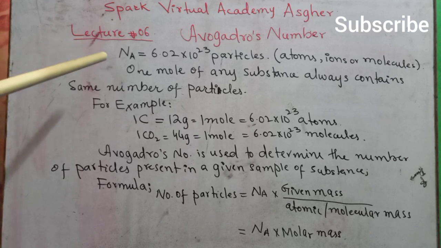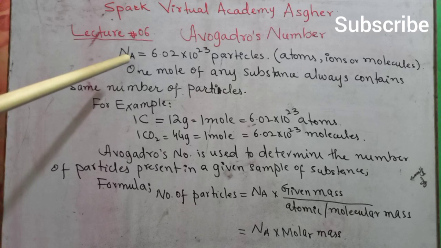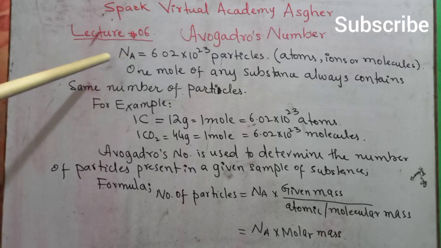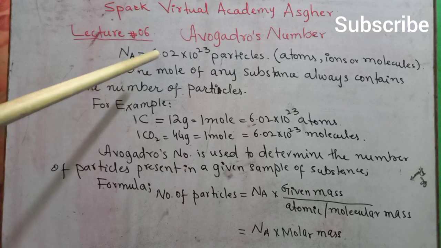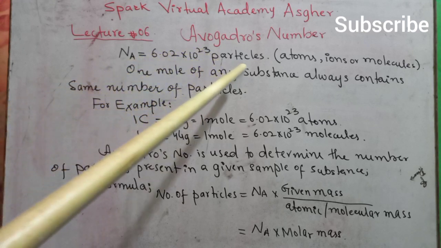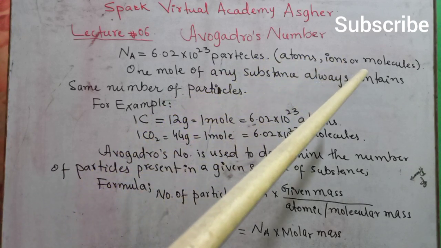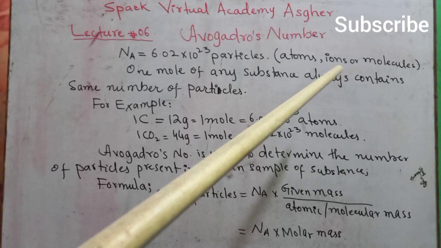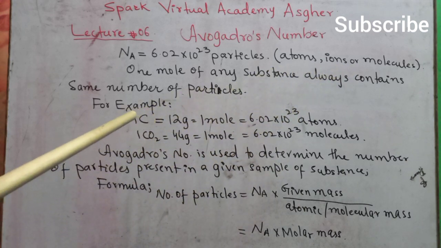Avogadro's number is denoted by the capital N with the subscript A, NA. This number is constant everywhere. And by the word particles, we mean the number of atoms, the number of ions, or the number of molecules. Let's take an example, then it will be clear again.